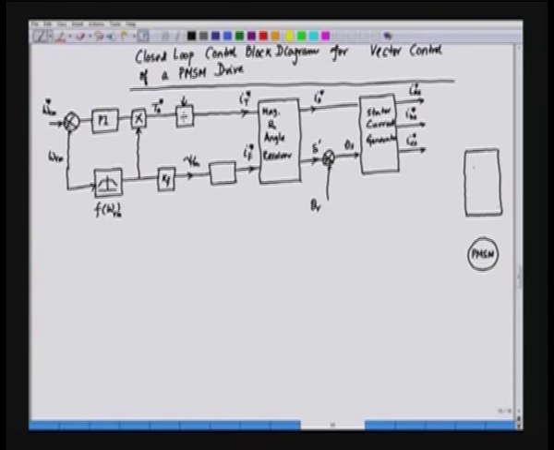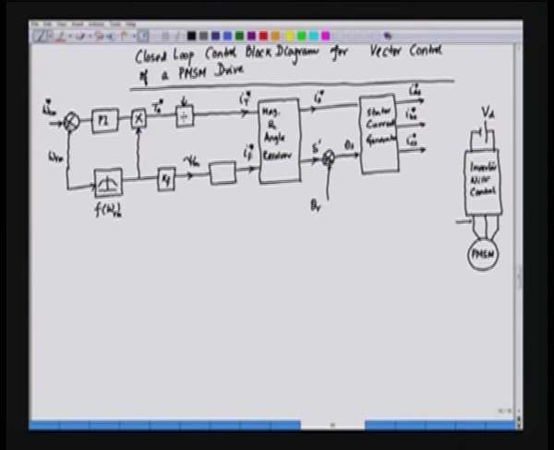So, a 3-phase VSI with control, and we are feeding the stator of the PMSM drive, and this of course is fed from a DC link. So, we have a DC power supply here, VD, and we have phase A, phase B and phase C.